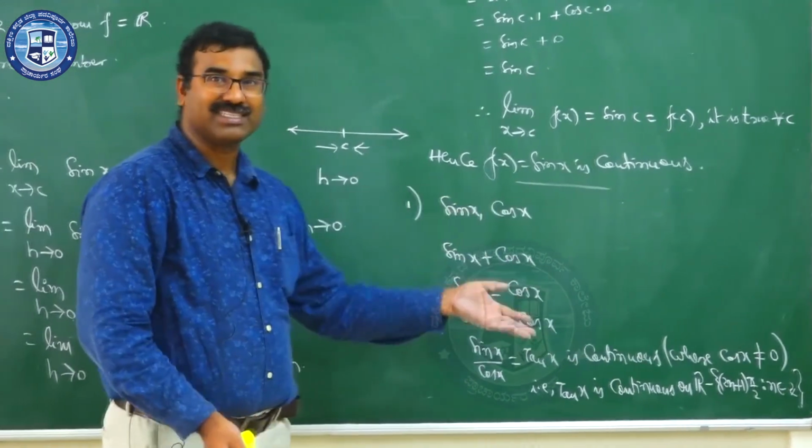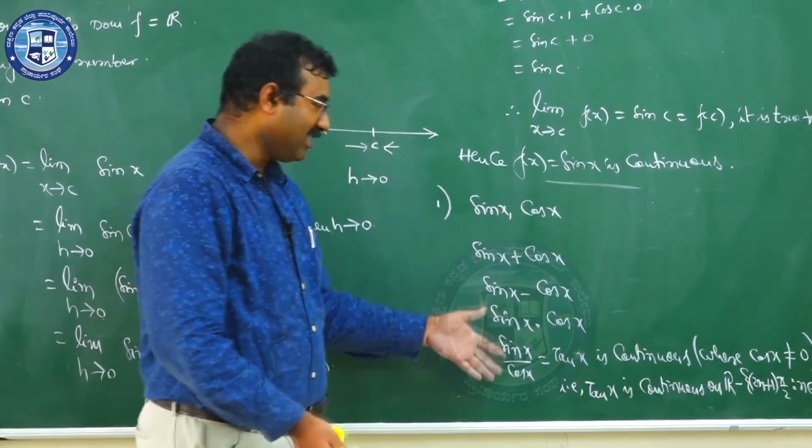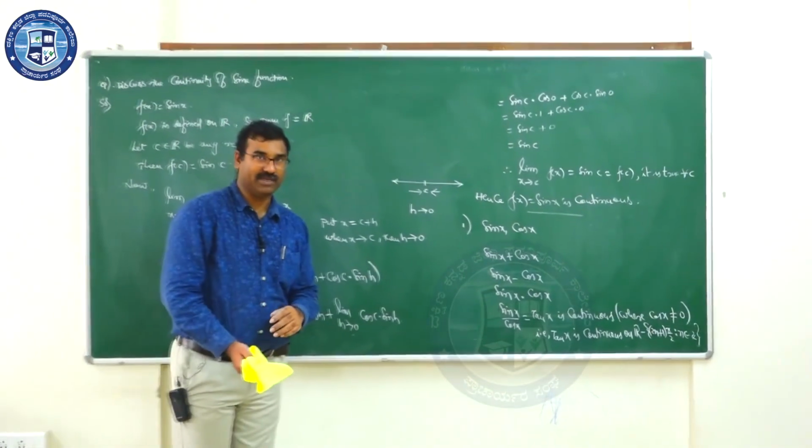Also minus sin x is continuous, 2 sin x is continuous. All these things you can write by the algebra of continuous functions.